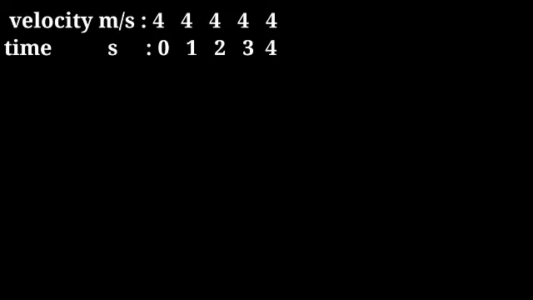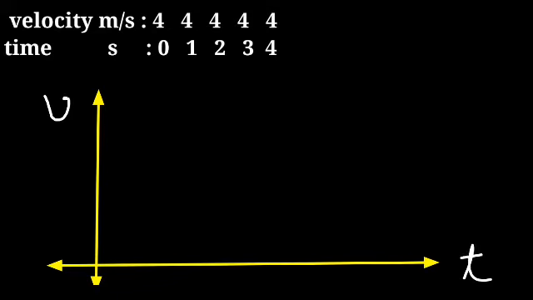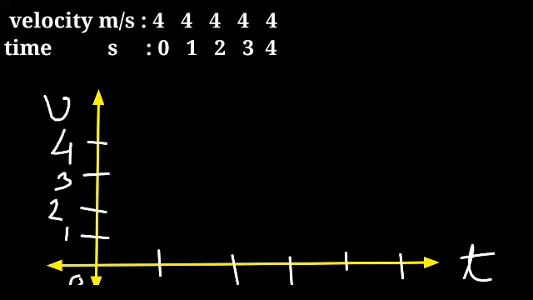Now see here, I have the data of a constant velocity motion, that at every second the body was at the same velocity, that is 4 meter per second. So for this I will first draw the x-axis and y-axis, and on the x-axis I will take time t, and then on the y-axis I will take the velocity v. Time t is in second and velocity is in meter per second.